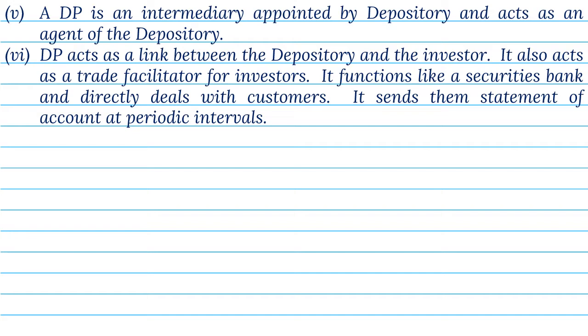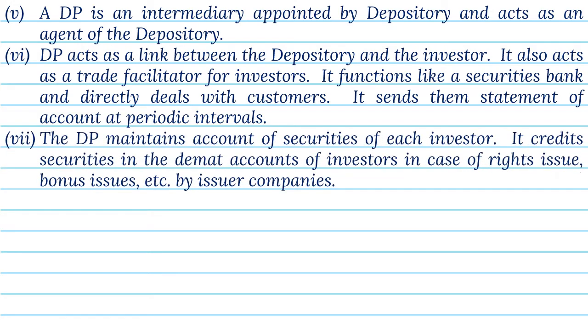It also acts as a trade facilitator for investors. It functions like a securities bank and directly deals with customers. It sends them statement of account at periodic intervals. 7. The DP maintains account of securities of each investor. It credits securities in the demat accounts of investors in case of rights issue, bonus issues, etc., by issuer companies.